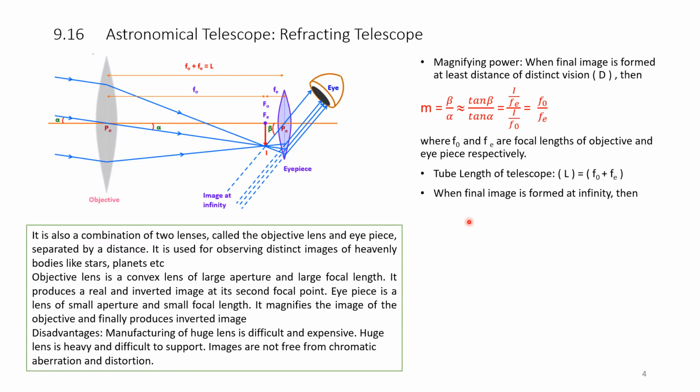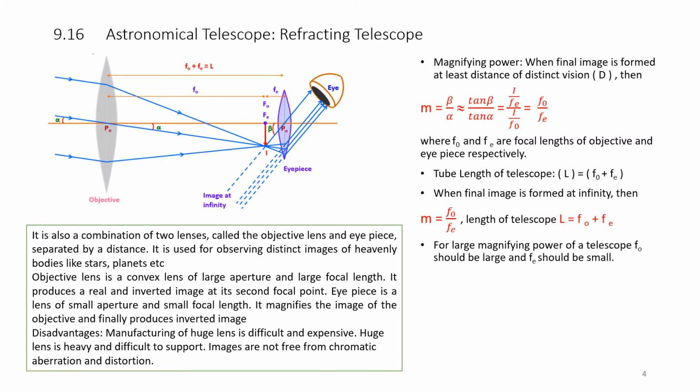When the final image is formed at infinity, then M is equal to F naught by Fe, and the length of the telescope is L equals F naught plus Fe. For large magnifying power of a telescope, F naught should be large and Fe should be small.